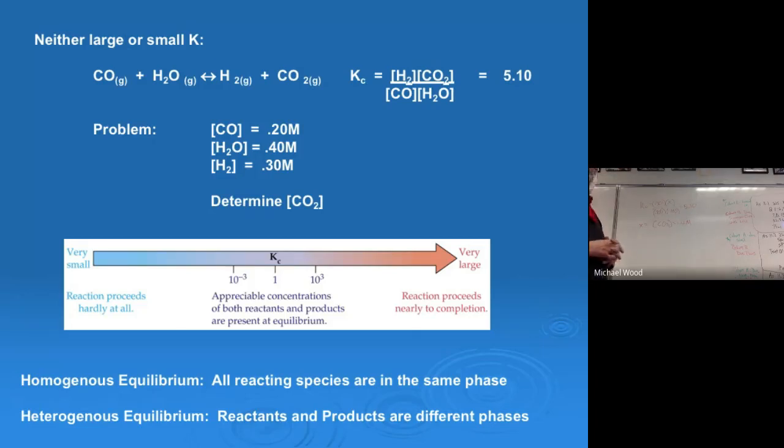And then just here on the bottom of the page, just vocabulary. Homogeneous, like I think of homogenized milk, are where all the reacting species are the same phase. So everything is in the same phase. Heterogeneous, like I think a heterogeneous mixture, not the same throughout. The reactants and the products are in different phases. So kind of makes sense, the vocabulary there.